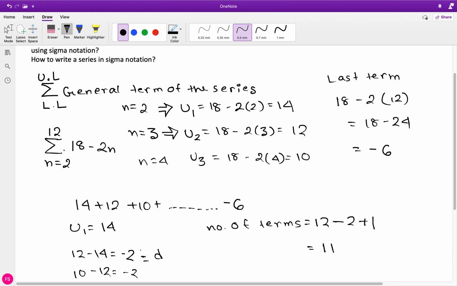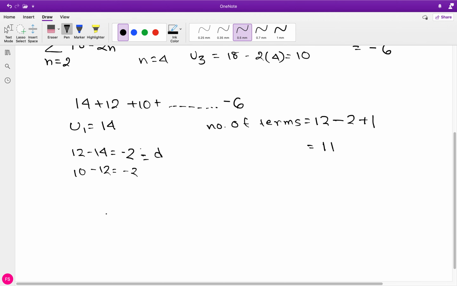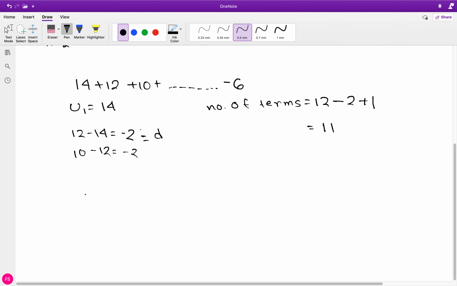Because you have this sign, that means you have to find the sum of this series starting from n equals 2 up to n equals 12. We know that this series is an arithmetic series, so we can just use the formula for the sum of an arithmetic series to get the total sum of this series. I'm going to use as the number of terms 11. S_n equals n over 2 times 2u1 plus n minus 1 times d.